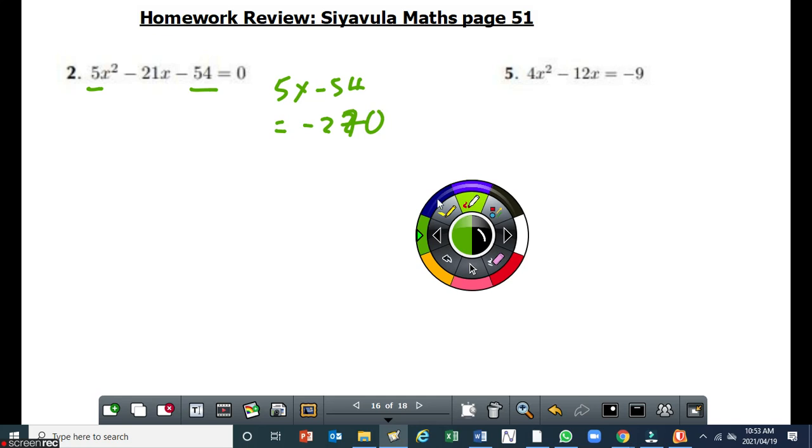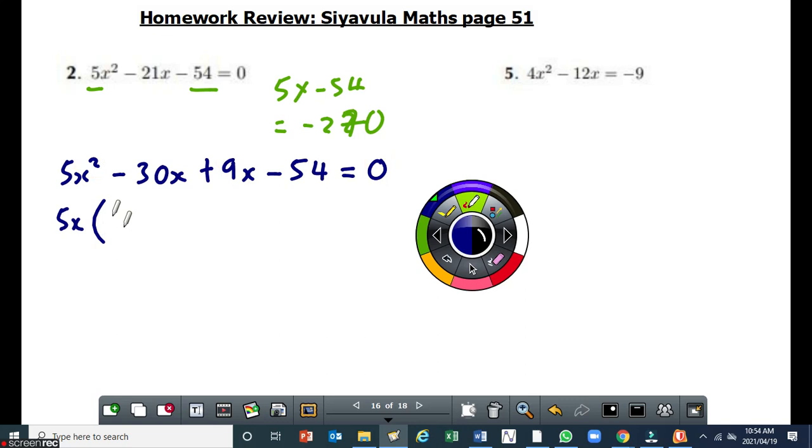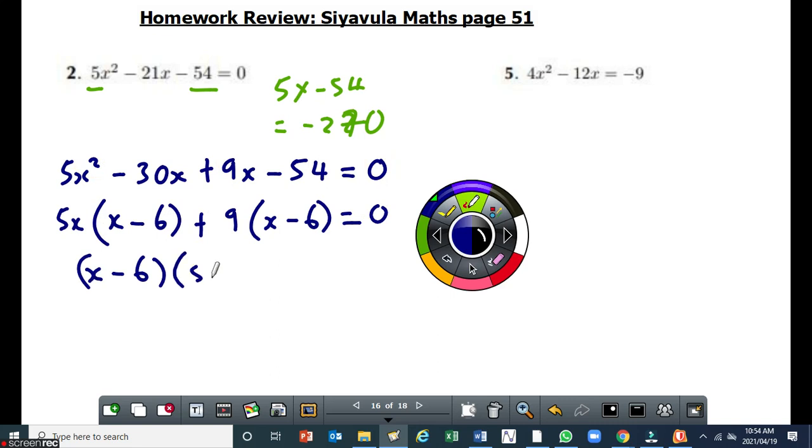Thank you. So it means the next step I will say 5x squared minus 30x, right? Then I'll say plus 9x minus 54, that's equal to 0. So this will give me 5x times x minus 6 plus 9 times x minus 6 equal to 0. Then I'll get x minus 6 times 5x plus 9 equal to 0.